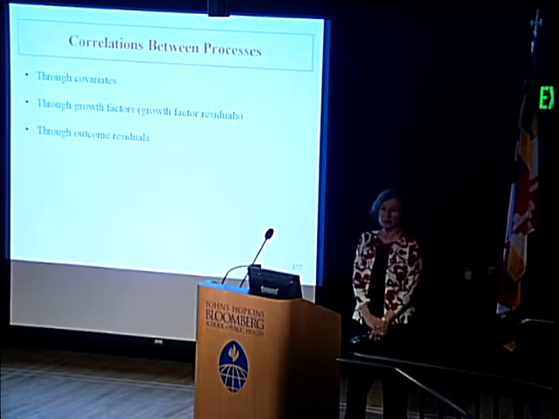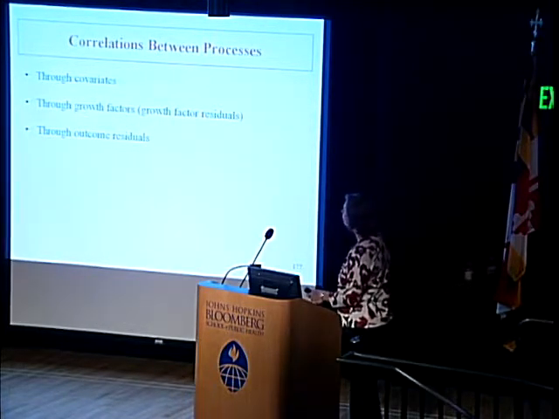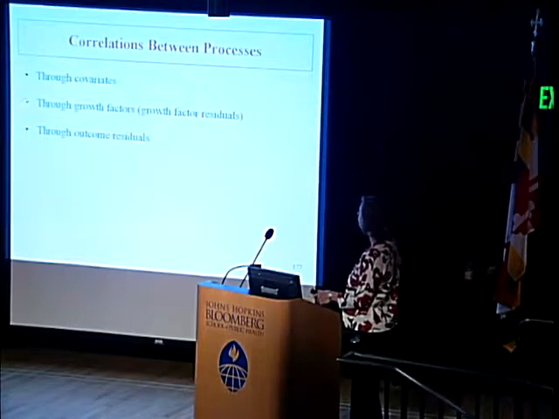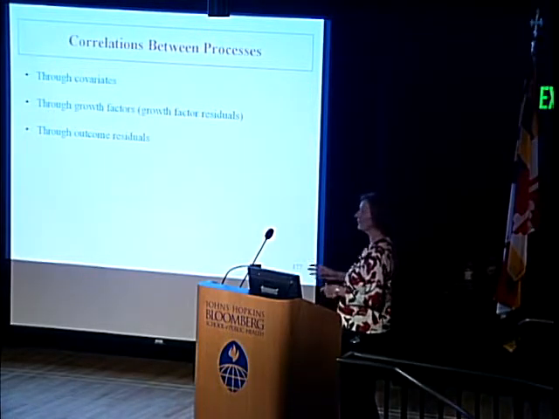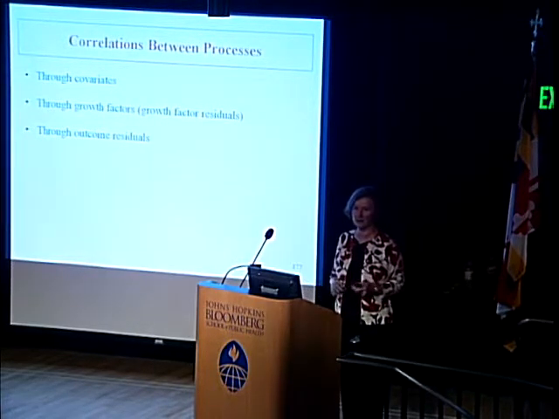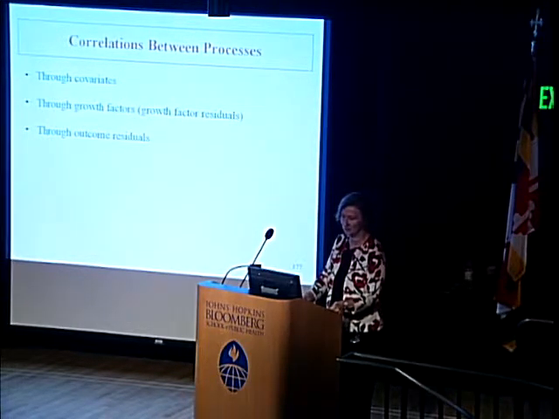As we know, we are interested in the relationship between intercept and slope growth factors for each individual process, but we're also interested across processes. So we can look at the correlation between the processes through how they go through the covariates, through the residuals, as I showed you, and also through the outcome residuals. There are a lot of ways that they relate to each other. It can be quite complicated, and it's our job, when we estimate one of these models, to see how that works.